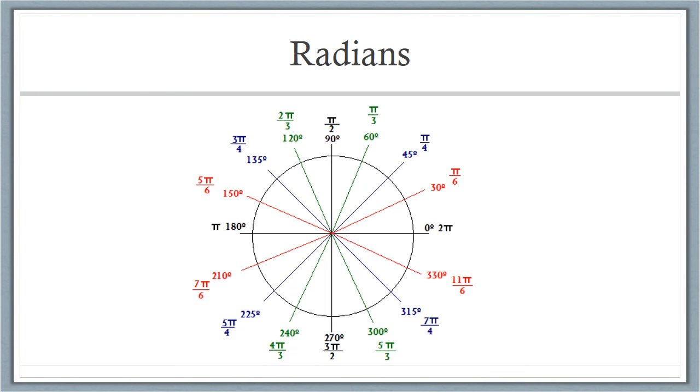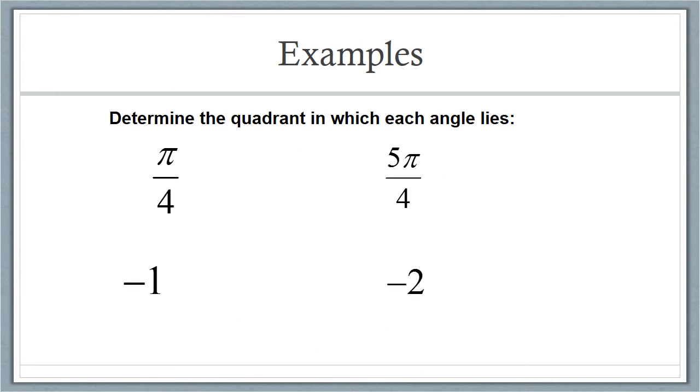Here is the same chart I had earlier. It's slightly different, but it's the same idea with all the special angles on it and their radian equivalents. And you're going to get very familiar with these. All right, now try to figure out which quadrant these angles lie in. And these are all in radians. Pause the recording, try it out, and resume to check your answer.